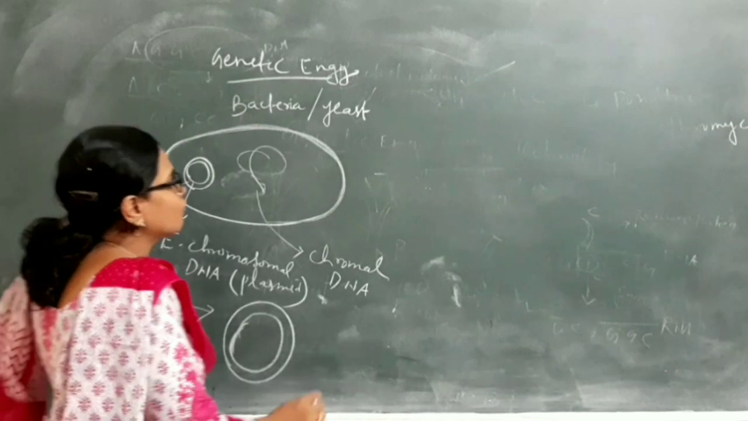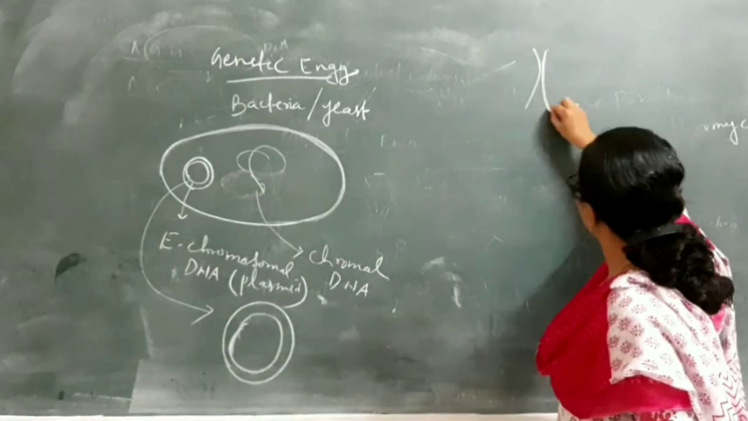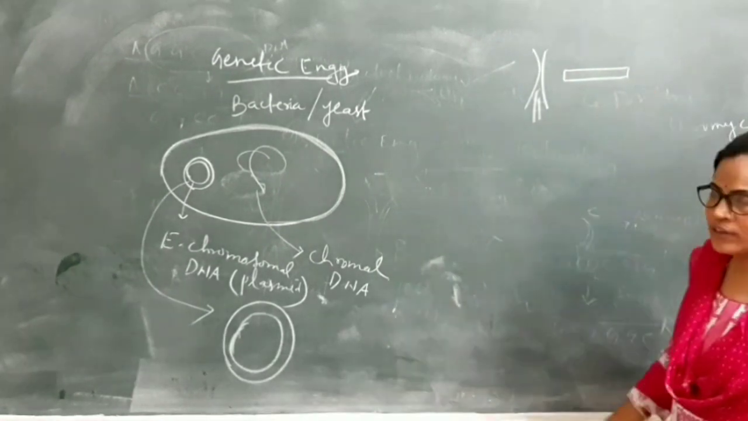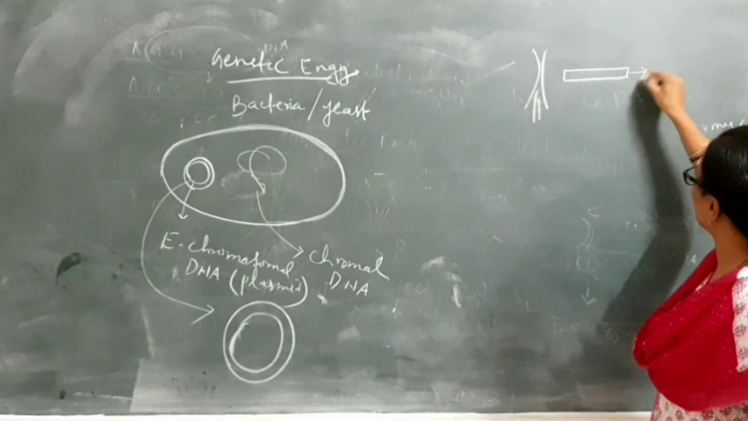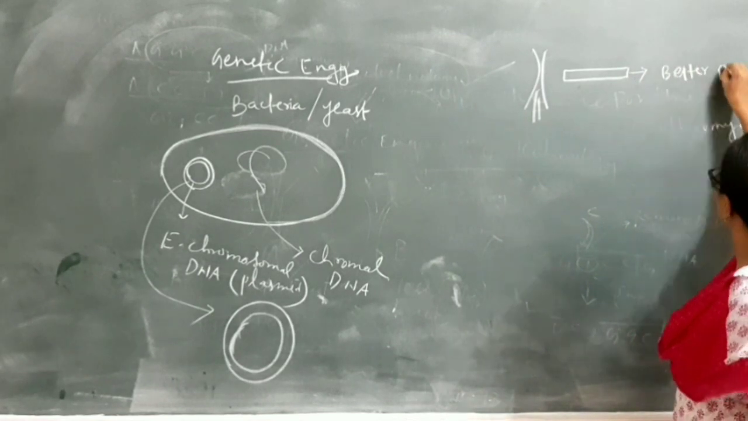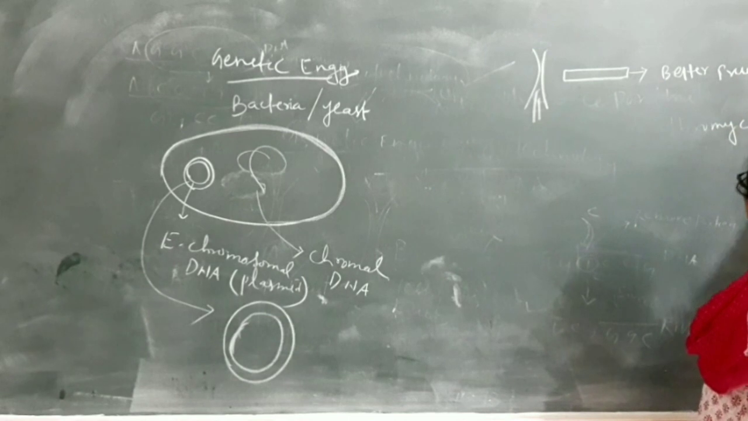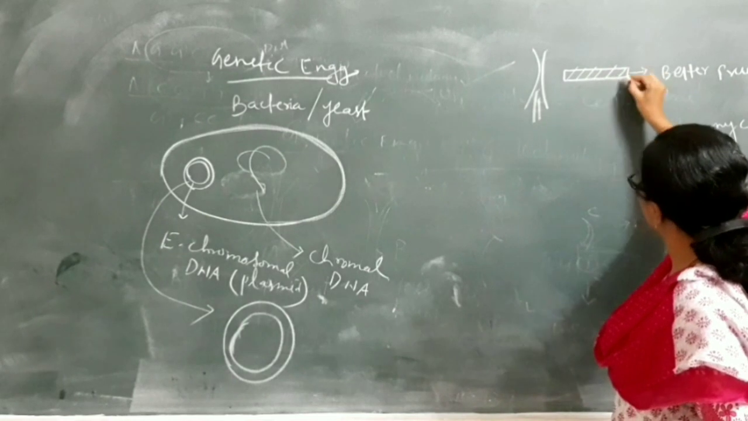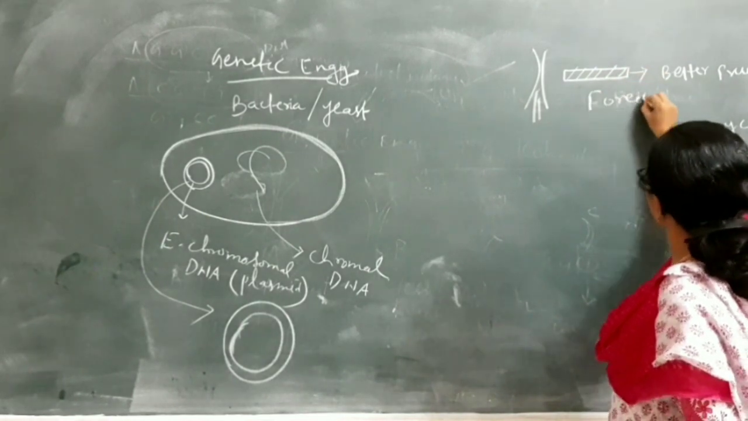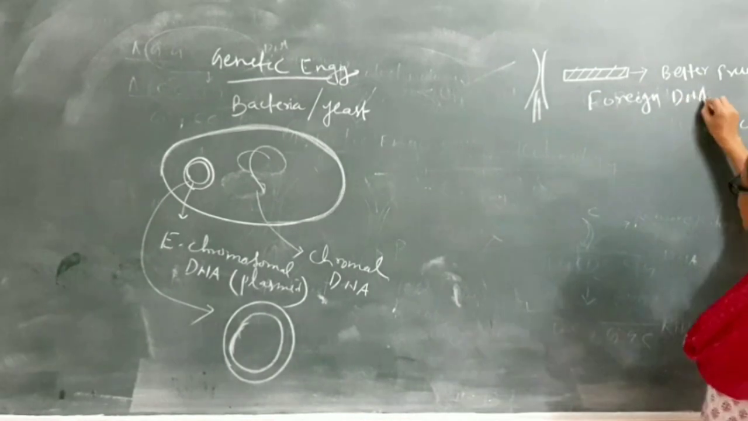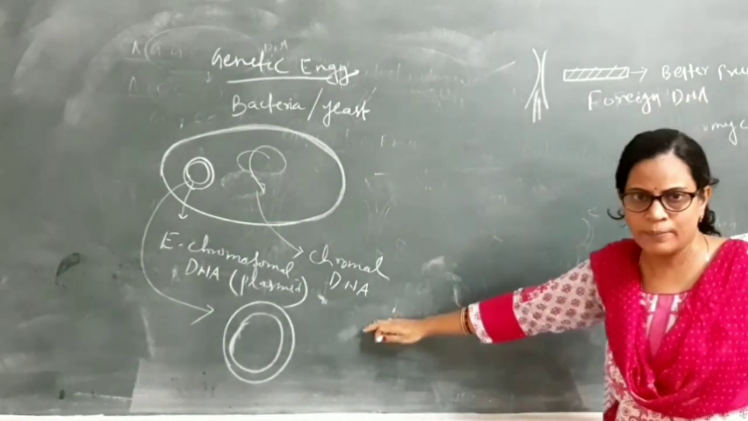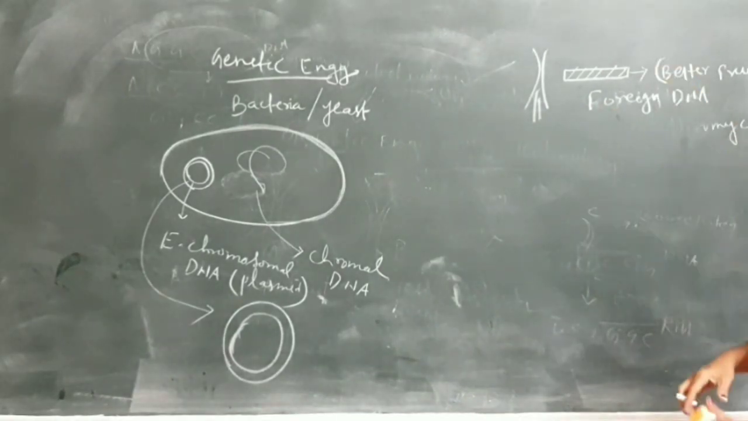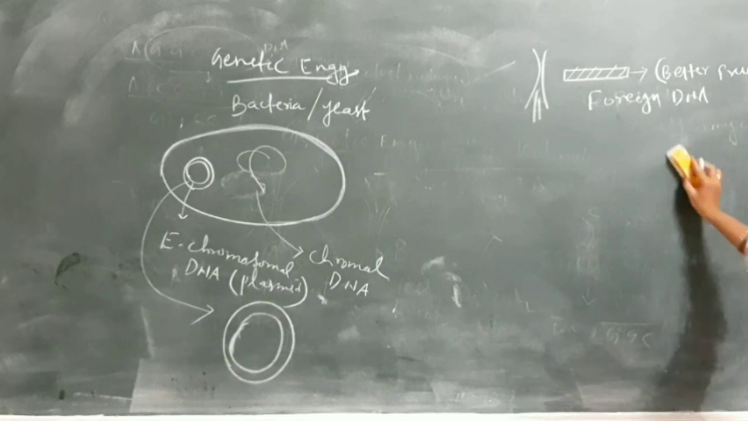After that, for example, this is the better fruit production DNA. This is the strand of DNA which is responsible for better fruit production. We will take this DNA, and this DNA is known as foreign DNA because it is not a part of the main DNA. So this DNA, which is used mainly for better fruit production, is known as foreign DNA.